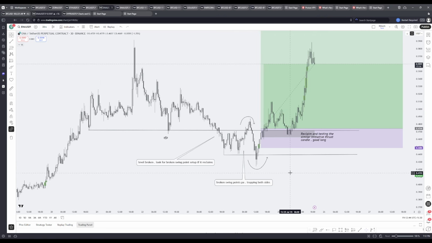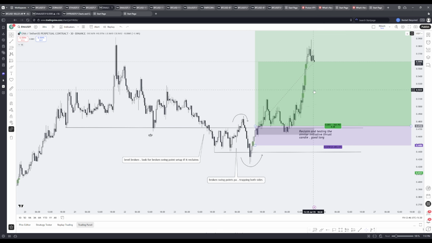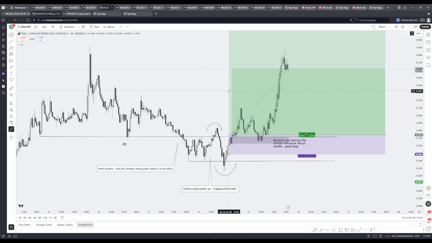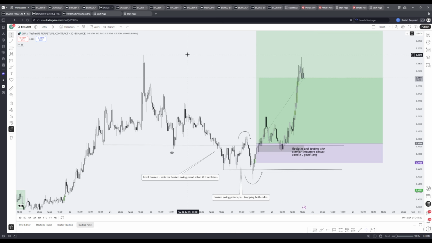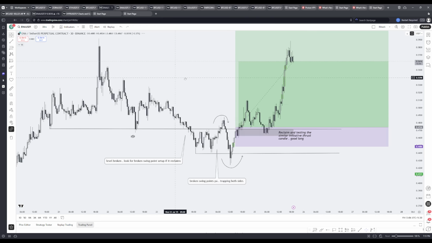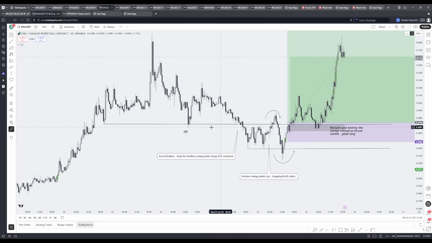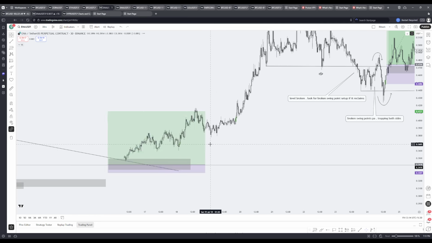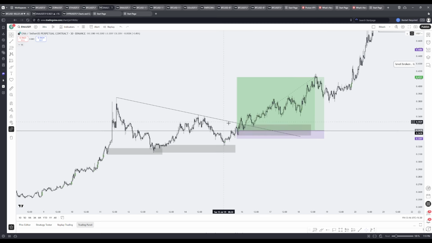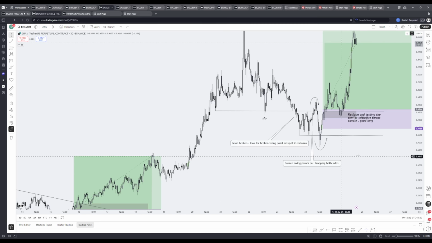Okay, what you need is just to wait for this reclaim setup, because once it reclaims here, all these people are basically trapped here. Even here, all these people are basically trapped. And after this reclaim, you just need to find a demand zone or whatever suits your style, and simply go long and target probably these highs. So I love these types of setups where people are getting trapped below a certain level or trying to force all those trend lines.